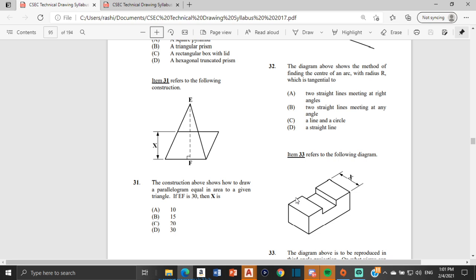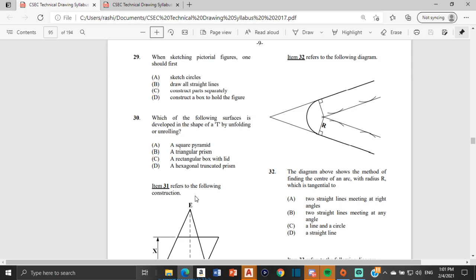And in number 31 it says, the construction above shows how to draw a parallelogram equal in area to a given triangle. If EF is 30, then X is 15. So X would be B, 15. And the reason for that is that X would be half of EF. Alright? So if EF is 30, that means that X is 15. So the answer is B, 15.